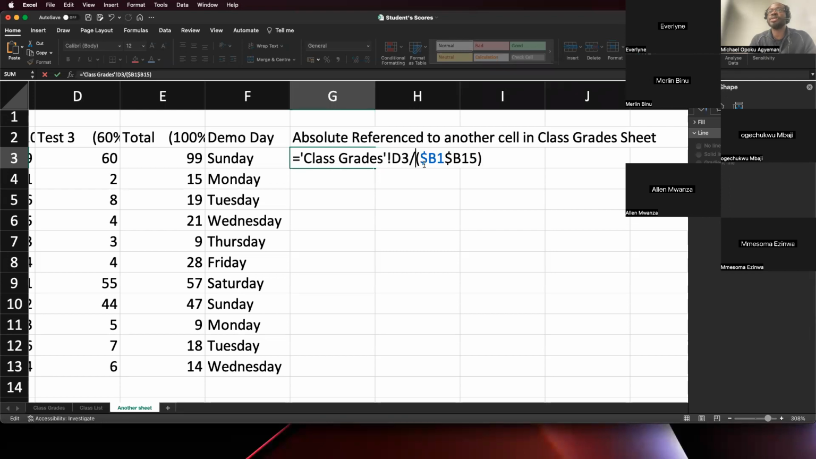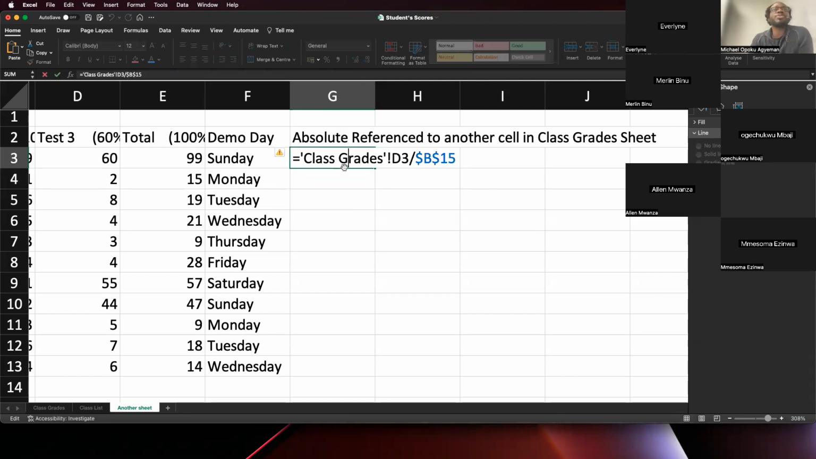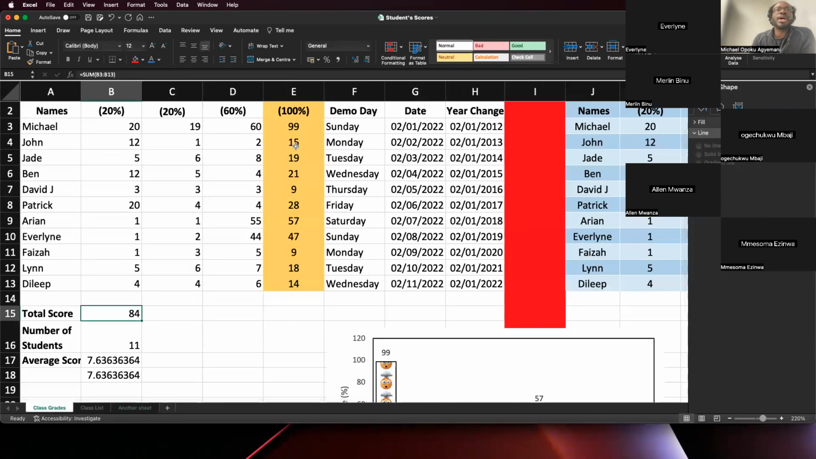Let me make it simple first. That's where it is. And dollar. I don't know why I did that, but put that there. It screams at us. Yep, divide by 0. Where's D3? Shifting on the... oh, and B15 is not divided by 0.